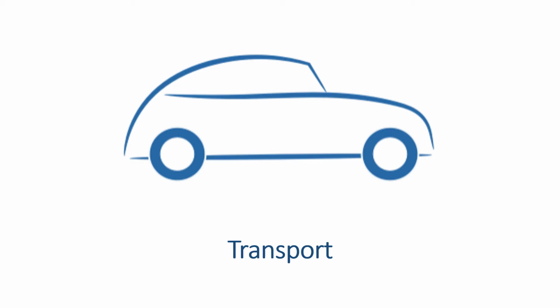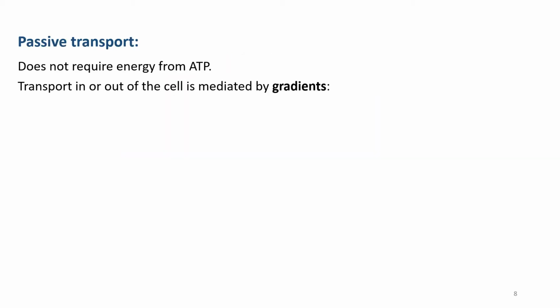So transport then. Obviously not across the membrane by a car. We have different types of transport, and there are important differences really. Passive transport doesn't require energy, energy from our usual source, ATP that is. So no ATP required because it doesn't require energy.